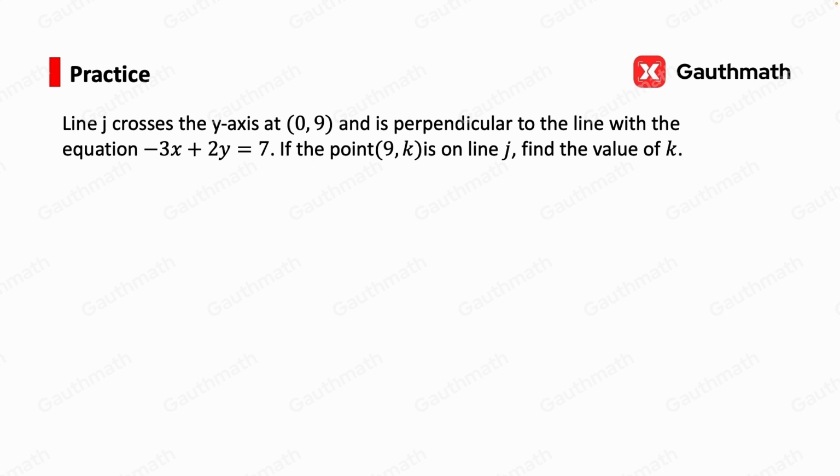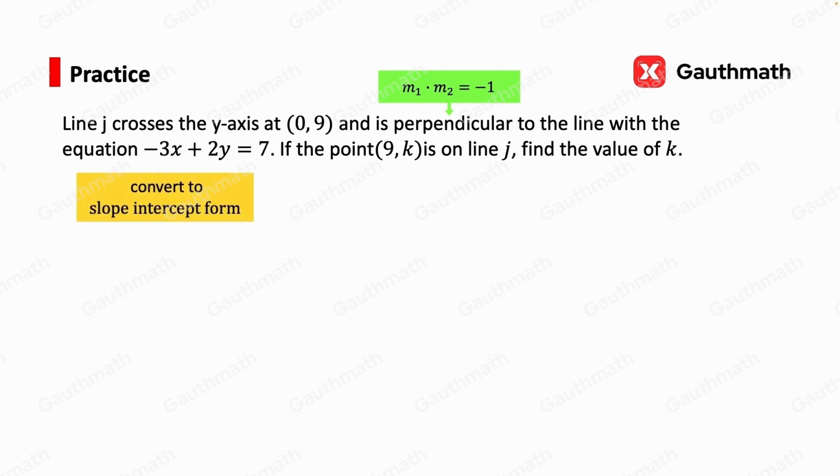Line J crosses the y-axis at (0, 9) and is perpendicular to the line with the equation -3x plus 2y equals 7. If the point (9, k) is on line J, find the value of k. Remember, we're looking at two lines perpendicular to each other, so the product of their slopes must be -1.